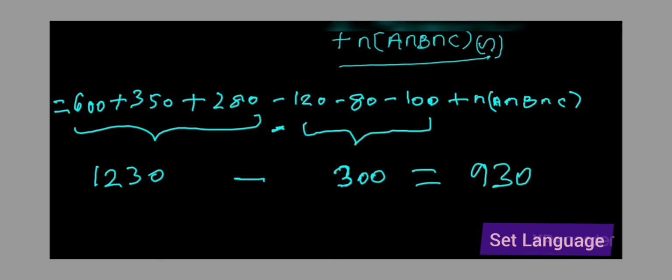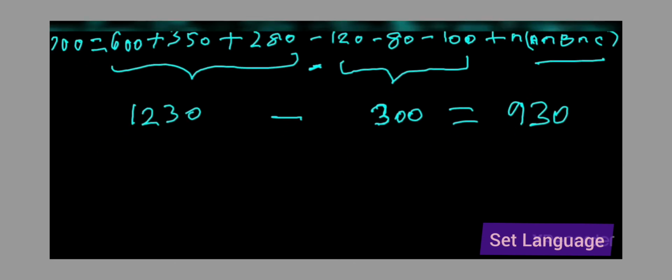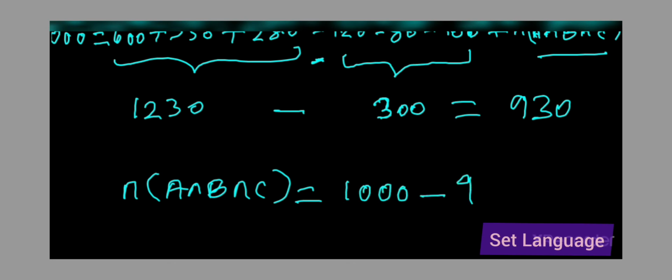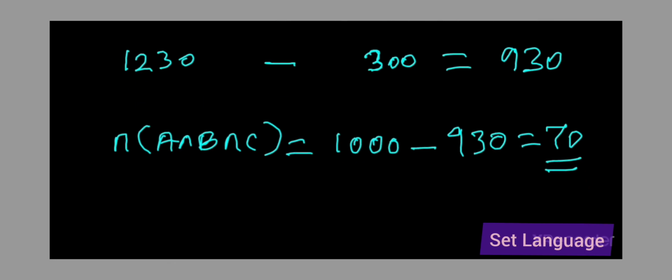Now we have to find the farmers who grew all three crops, that is the intersection. n(A intersection B intersection C) is equal to 1000 minus 930, you will get 70. So 70 farmers grew all three.